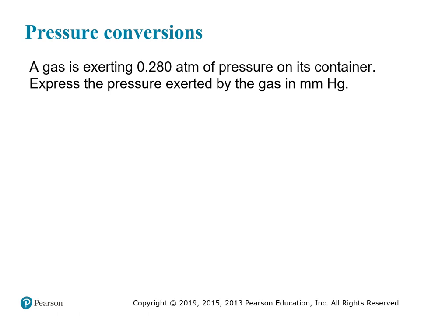Let's try a sample problem. A gas is exerting 0.280 atmospheres of pressure on its container. Express the pressure exerted by the gas in millimeters of mercury. I always like to start by rewording the question. I try to make it as simple as possible, a simple phrase or some kind of a math equation that shows me I have this and I'm trying to equate it to that. We're starting with 0.280 atmospheres. And I'm trying to figure out what that is in millimeters of mercury.